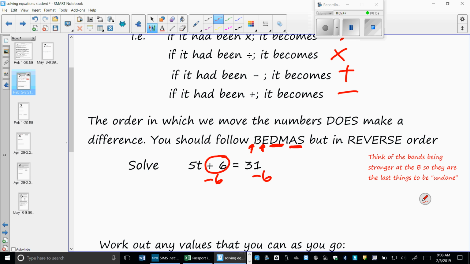So, I've identified that I've got an addition. I'm going to write subtraction. And then I'm going to copy what I had. So I'm going to write 5t. Now, what's happened to the +6 and the -6? They've disappeared, haven't they? Yes? And then equals. And then I'm going to write, what's the answer to 31 take away 6?